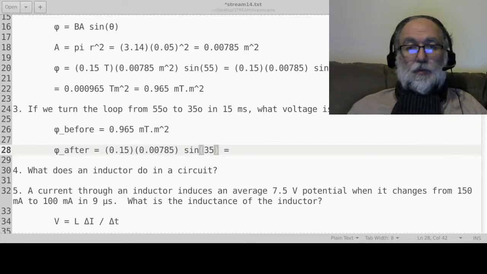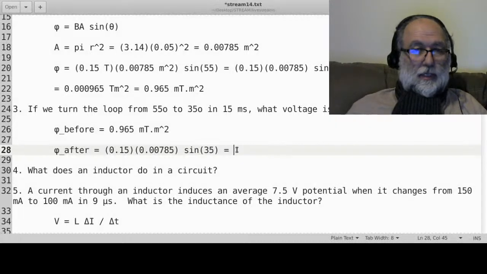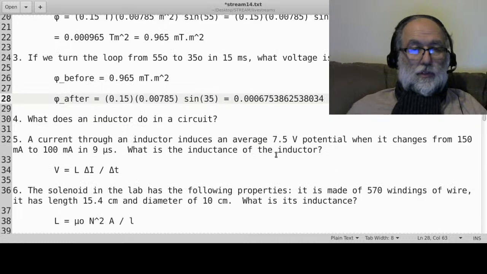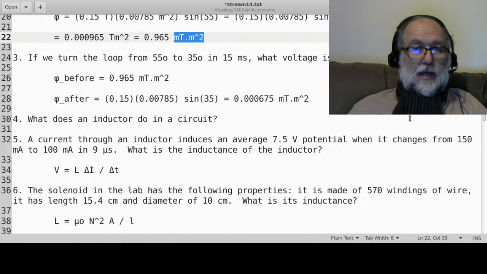It still doesn't like what I'm doing here, so let's try this again. All right, there we go. So we get this number here. Lots of digits again, so we'll just remove everything but the last 3 digits and the same units like that. So that's the after.